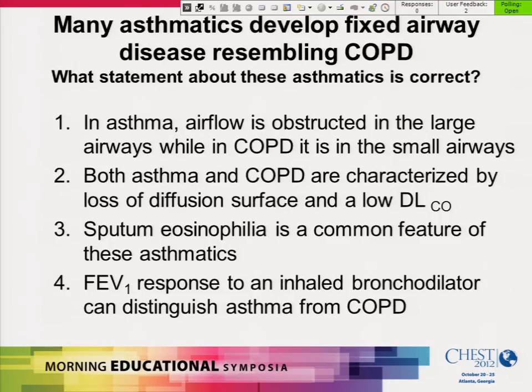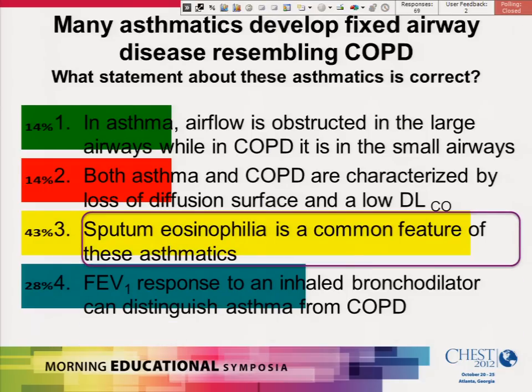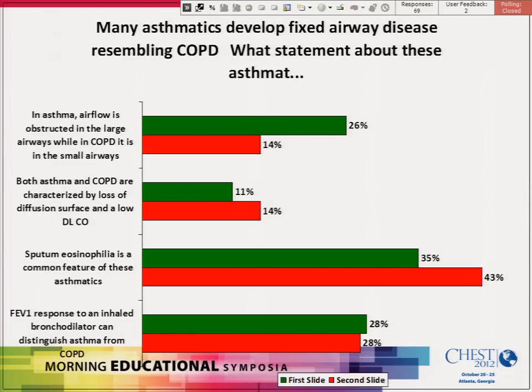Many asthmatics develop fixed airway disease resembling COPD. What statement about these asthmatics is correct? In asthma, airflow is obstructed in the large airways, while in COPD it is in the small airways. Both asthma and COPD are characterized by loss of diffusion surface and a low DLCO. Sputum eosinophilia is a common feature of these asthmatics. FEV1 response to an inhaled bronchodilator can distinguish asthma from COPD. Okay, sputum eosinophilia is the answer. All right, so let's move on.